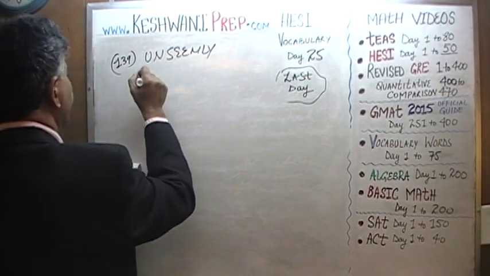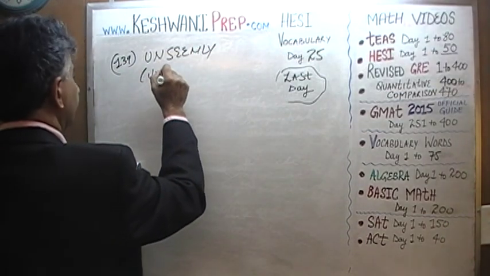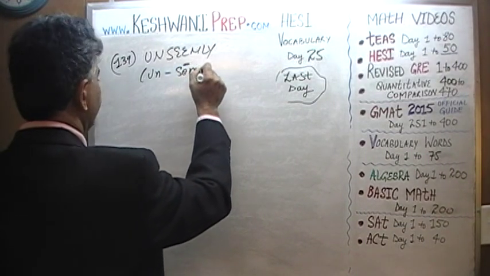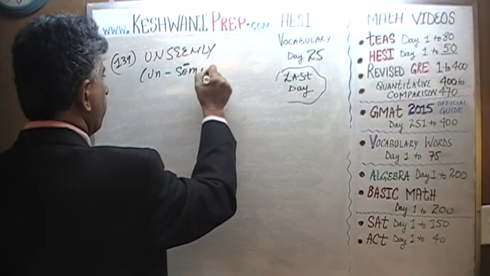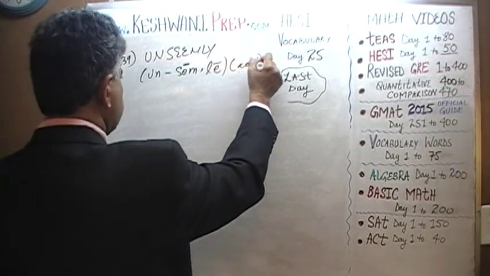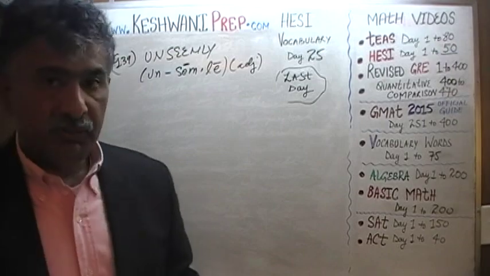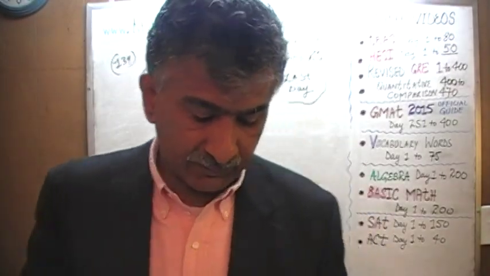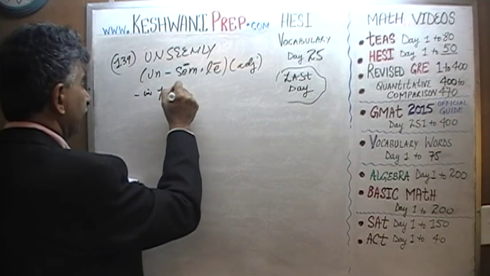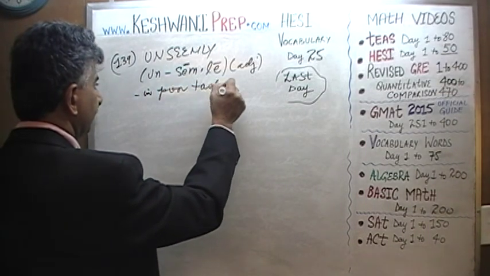Unseemly. It's an adjective. What does it mean when we describe something as unseemly? Unseemly means something that is done in poor taste.